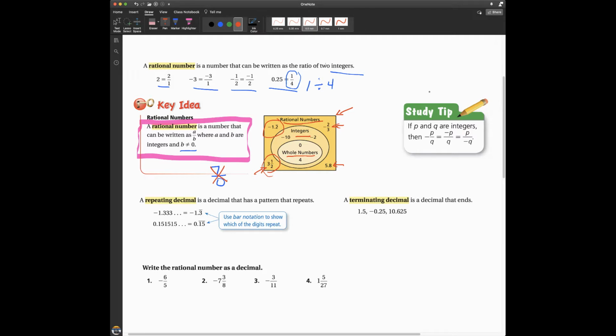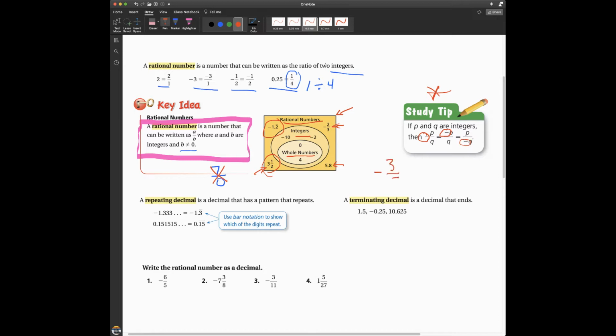All right, for this study tip, the important part here is to remember that if P and Q are integers, then this negative sign can be moved next to the numerator or next to the denominator. So here's an example.